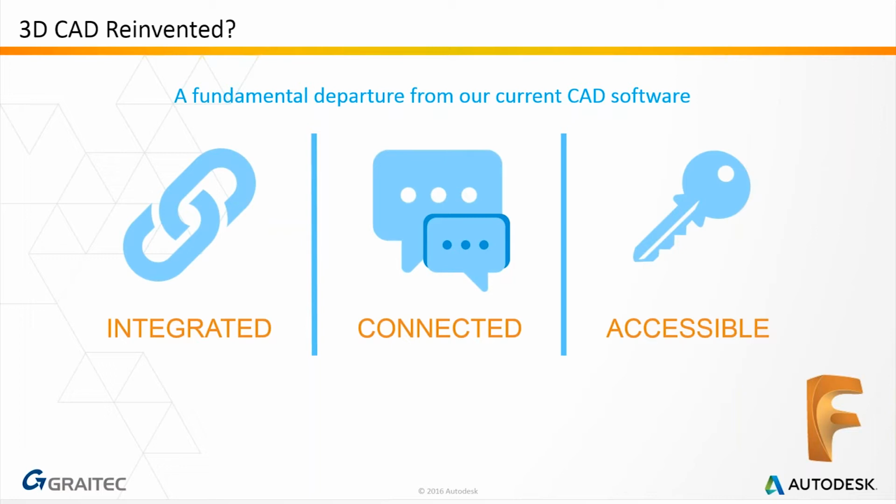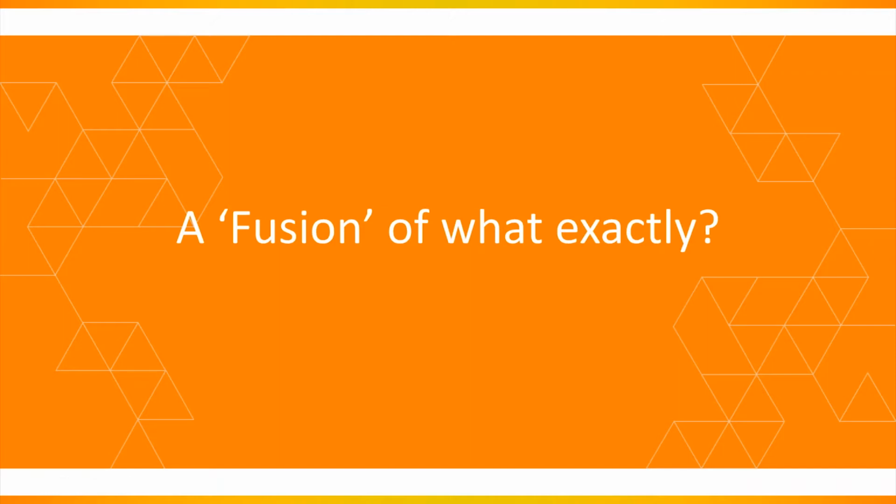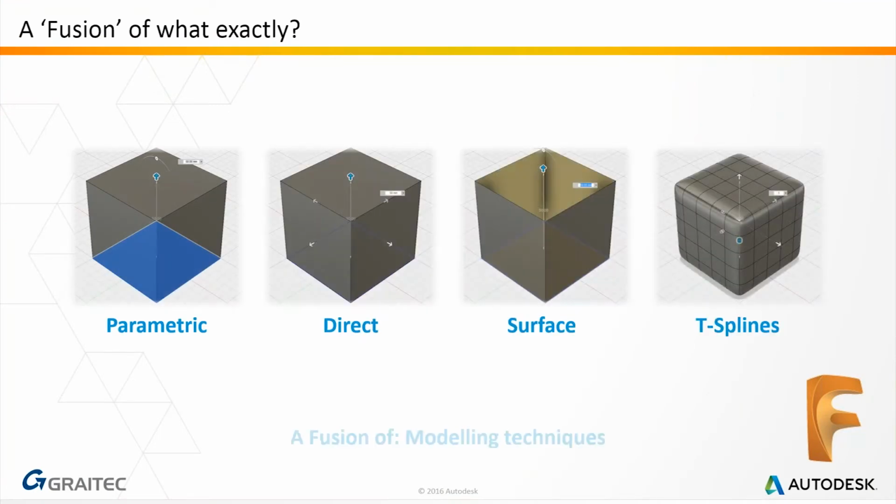So what is Fusion? It's 3D CAD reinvented. So it's a bit of a departure from our current CAD software. It's integrated. So we have design tools like direct modeling, 3D modeling, T-splines, all integrated into one package. It's connected through the cloud, so it uses the cloud as its data management system. You don't store the files locally, they get pushed up to the cloud and saved there.